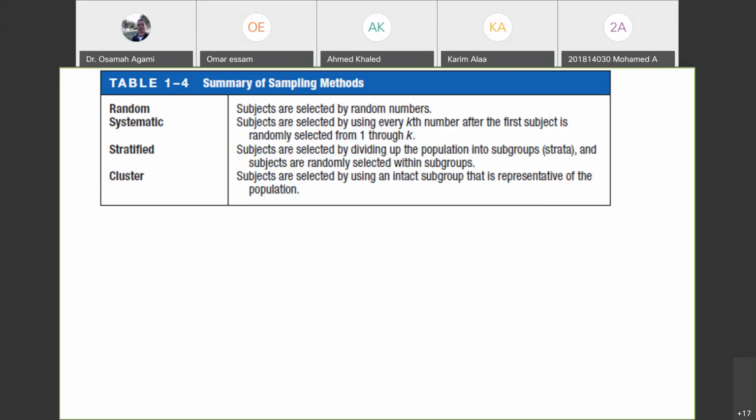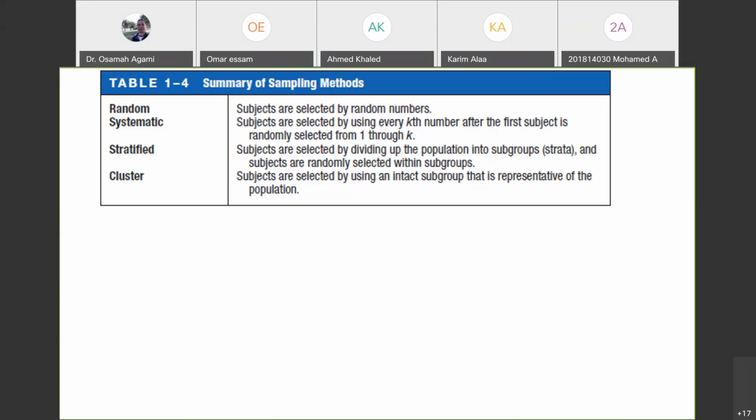So how can we take a sample from the university? I have to know the number in each college, right? To know what percentage of each college I have to take. So I have 4 methods to take a sample from the university. I have random, I have systematic, I have stratified, and I have cluster.